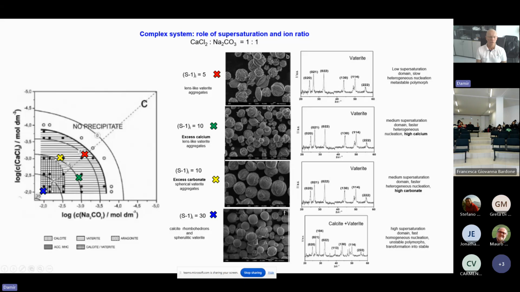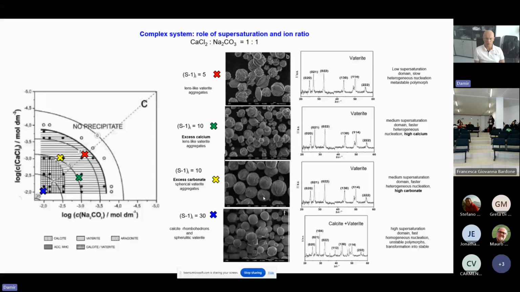And finally, in the region of the highest supersaturation, we obtain a mixture of calcite and vaterite, and the calcite and vaterite that could be found here is much smoother than this calcite. So we can conclude that the high supersaturation domain in which fast homogeneous nucleation started is responsible for formation of an unstable polymorph, which subsequently transformed into a stable one.